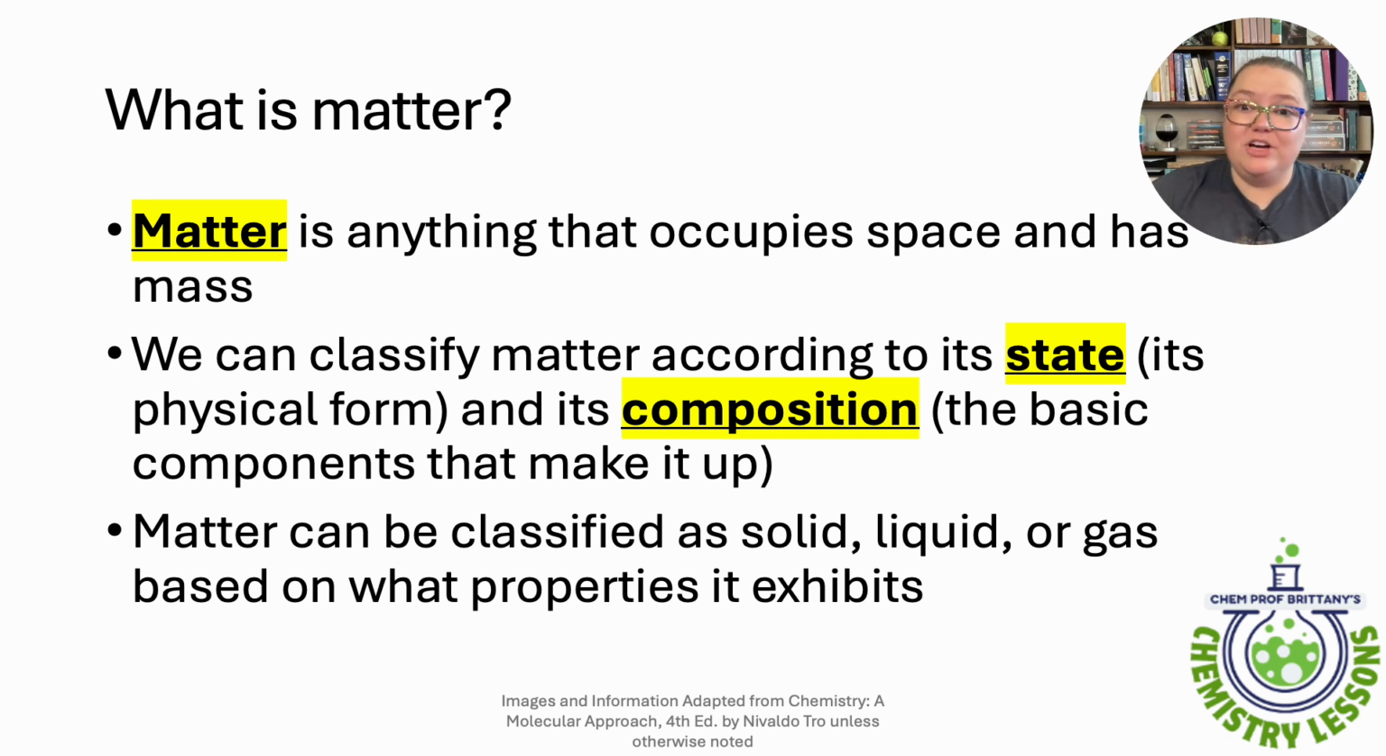Right, so we need to talk about matter before we can talk about classifying it. Matter is anything that occupies space and has mass. And so we can either talk about this matter according to its state or its physical form, or its composition, which is the basic components that make it up. And if we talk about state, we can classify matter as solid, liquid, or gas based on the properties that it exhibits.